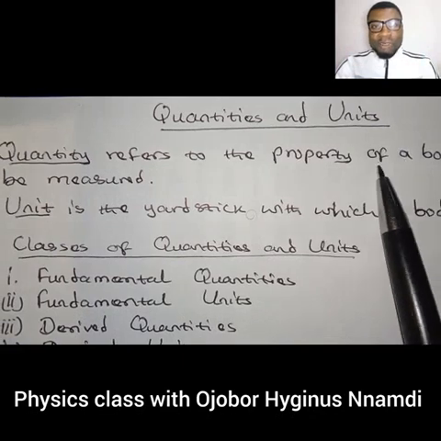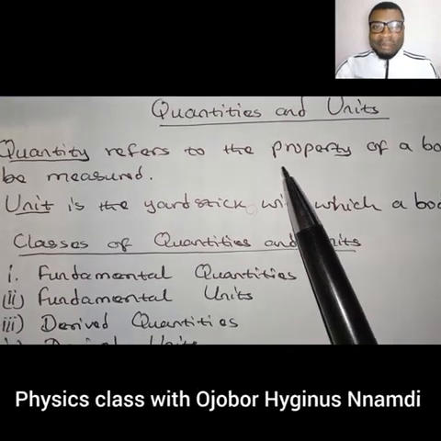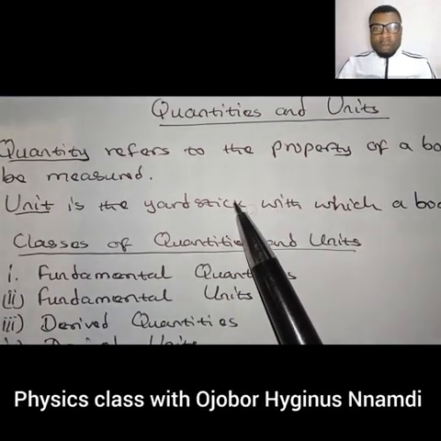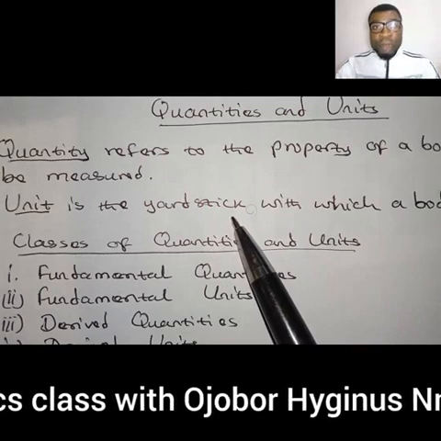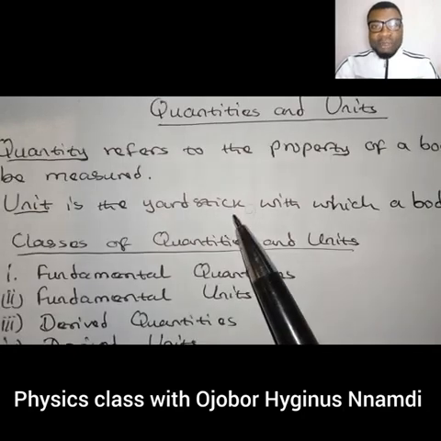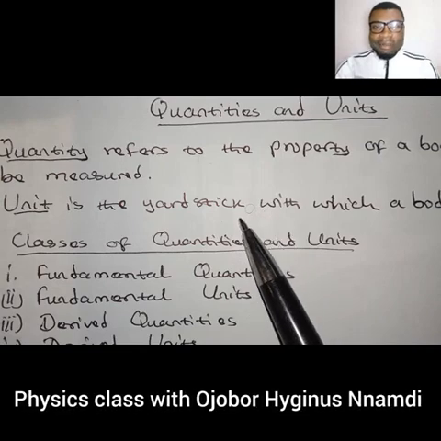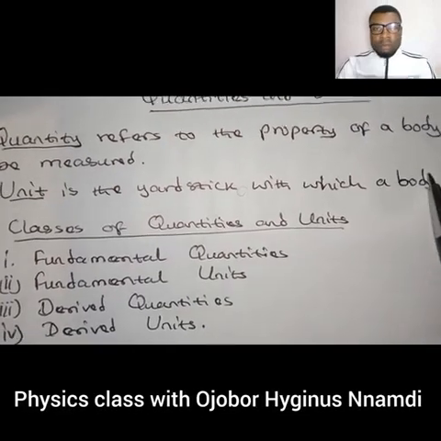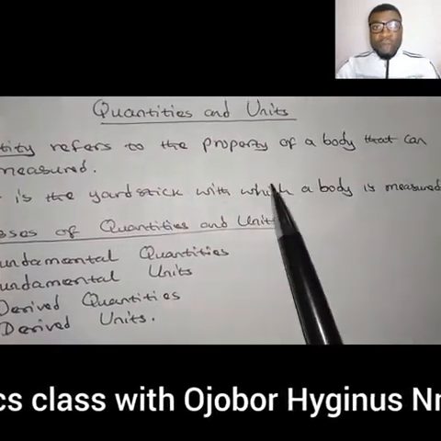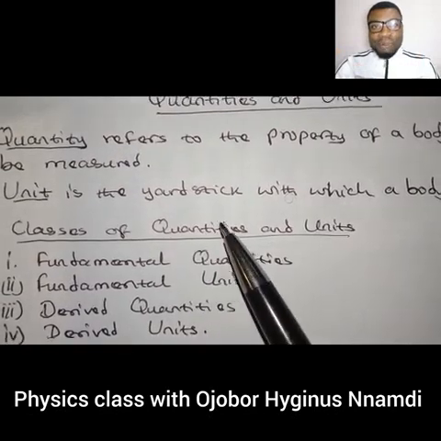Here we'll describe quantity as the property of a body that can be measured. That thing we use to determine the magnitude of a measurement of a body is what we refer to as quantity. While unit is the yardstick with which a body is measured. The yardstick with which a body is measured is what we refer to as unit.